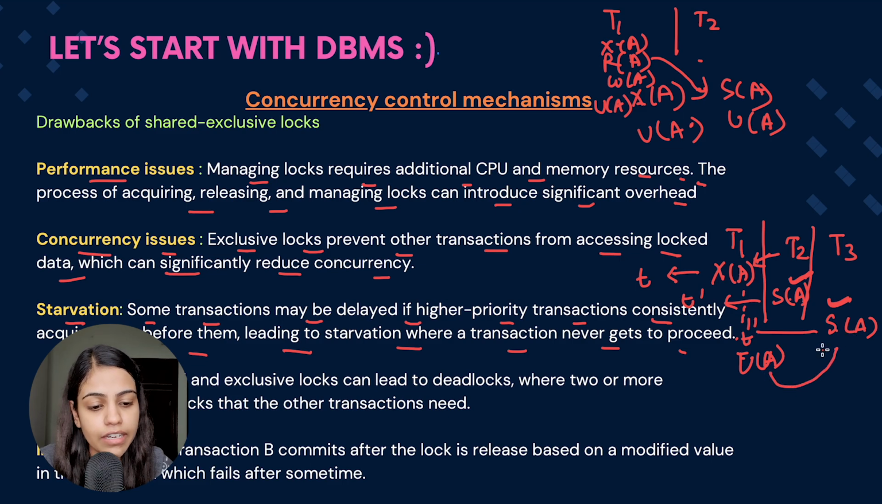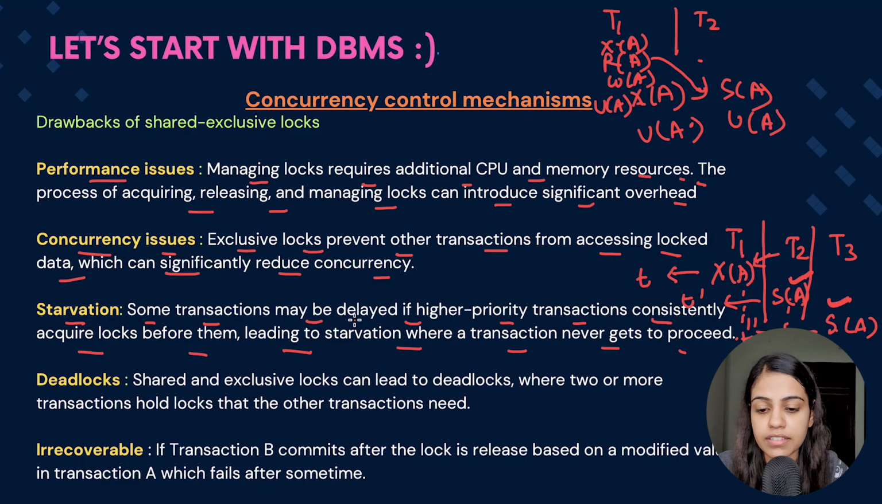So it will go ahead and give that particular lock to T3. It will say that your wait time is over, now you can acquire a lock. But T2 was waiting for a long time to get the lock for itself, but it is now again waiting because there are some more higher priority operations which are coming into the picture. This is how starvation happens in transactions, when a transaction may be delayed if higher priority transactions consistently acquire locks.